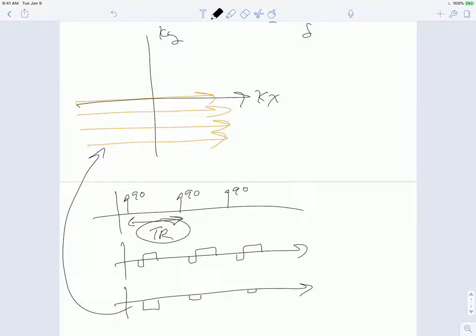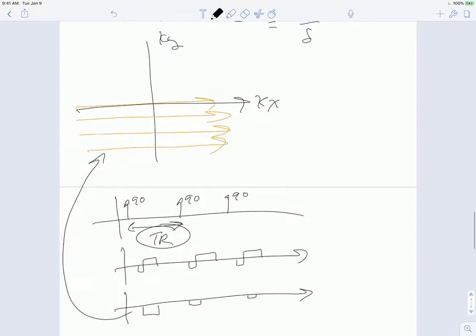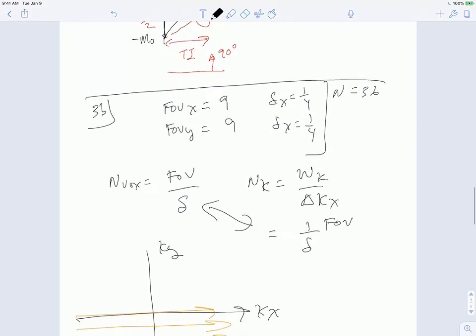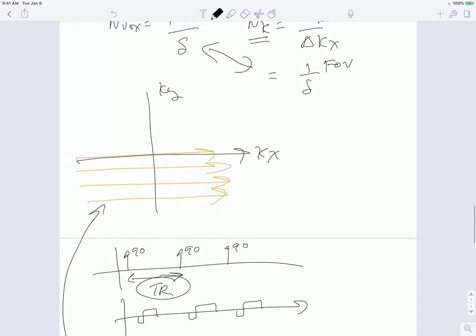Is the number of lines predefined already when we define the resolution? Well, basically, once you've decided, the n sub k is what determines it, right? Whatever your n sub k is, that tells you how many lines you have to acquire. And so that's what problem 3C is asking.